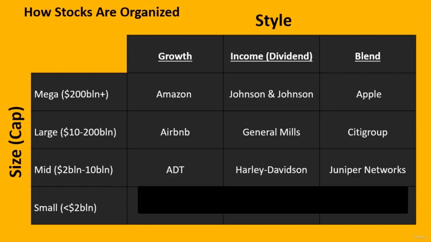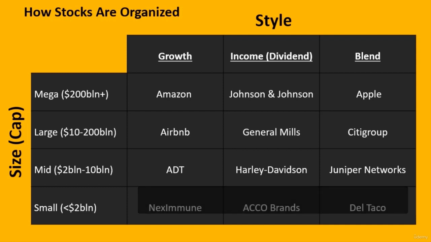You might recognize some of them, some you might not. ADT, a growth company, security. They do security devices. They're still growing, trying to get more people to buy home alarm systems and security. Harley Davidson, which is an income-producing stock. You know them for their motorcycles, and they pay out a nice dividend. And then a blend in between the two, a little bit of a technology company, would be Juniper Networks, for example, where it's a growth tech company, but also pays out a dividend too.